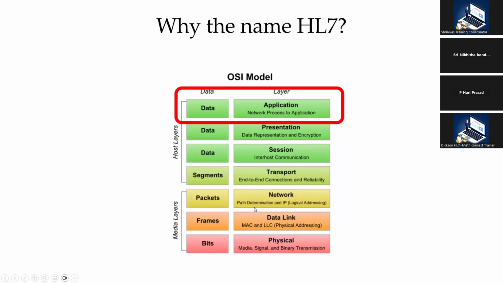So there are a total of seven layers here. This is the first layer, and then this is the seventh layer. That is the reason why we have this number seven representing level seven. As we are dealing with healthcare data, we call it Health Level Seven. That's how we ended up having this name called HL7.